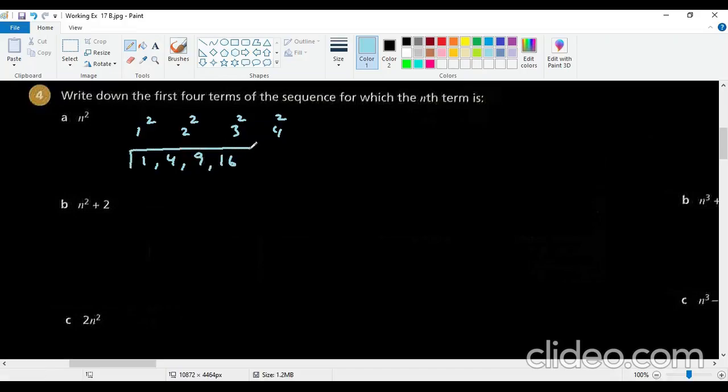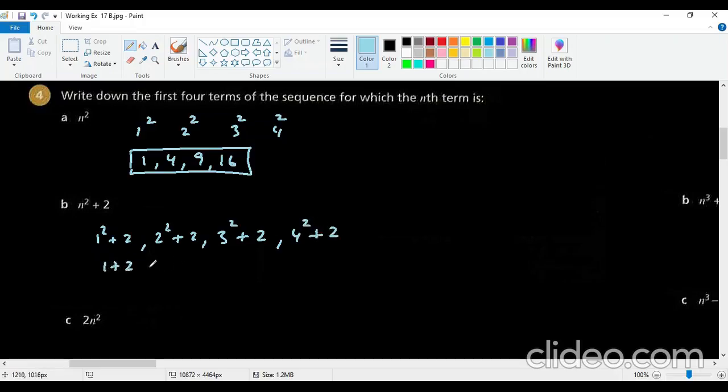In here it is added 2 to it. That means 1 square plus 2, 2 square plus 2, 3 square plus 2, and 4 square plus 2. So it's going to give you 1 plus 2, 4 plus 2, 9 plus 2, and 16 plus 2. So first term is 3, second term is 6, third term is 11, and fourth term is 18 and onwards. So this is how your answer is going to go.